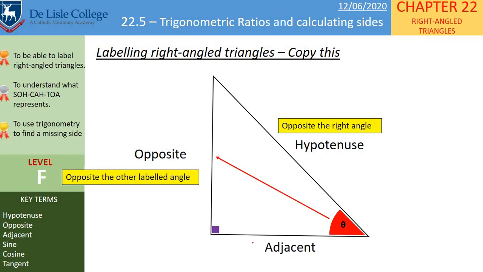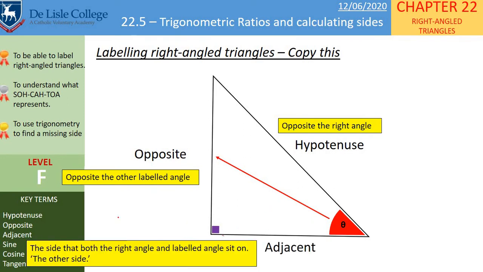And then last but not least, we've got this side called the adjacent. And the adjacent is the side that both the right angle and the labelled other angle sit on. Okay, and it's the other side. So if you can identify the hypotenuse as being opposite the right angle, the opposite as being opposite the other given angle, the adjacent is just the other one. Okay, so please pause the video, copy down this diagram, and the definitions that are in the yellow boxes.